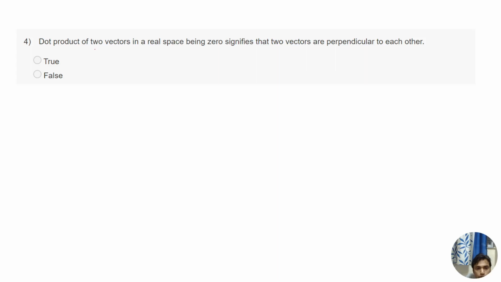The dot product of two vectors in real space being 0. That means these are vectors OA and OB and they are perpendicular to each other. That is why the dot product is 0. It signifies that the two vectors are perpendicular to each other. So which is true? So this is true.